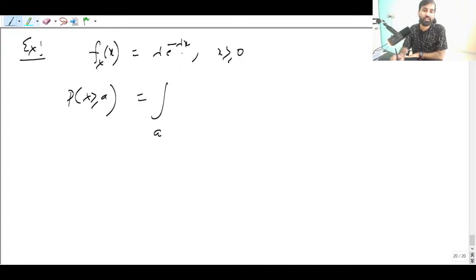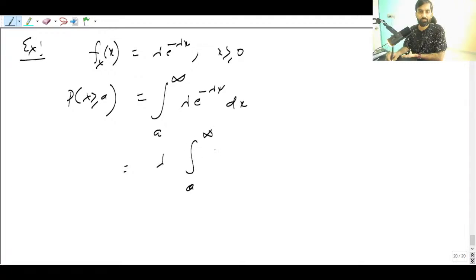Because you have to find the area. Probability means area, from a to infinity, because x can take the lower bound a and the upper bound infinity, and this is lambda times e raised to power minus lambda x dx. Now what is the result of this? You should know this. You can take lambda common. Now you have to integrate from a to infinity lambda e raised to power minus lambda x dx.